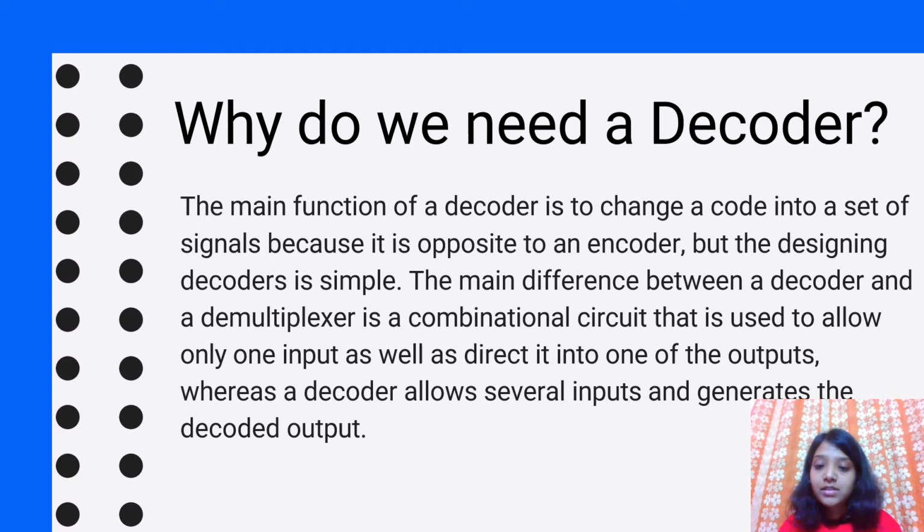Now let us see what is the difference between a decoder and a demultiplexer. The main difference is that in a demultiplexer we have a single input and we get multiple outputs, whereas in decoders we have multiple inputs and we get multiple outputs. A demultiplexer is a combinational circuit that is used to allow only one input and direct it into one of the outputs, whereas a decoder allows several inputs and generates the decoded output.